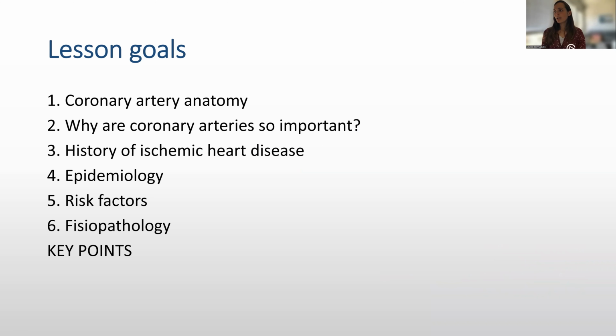Lesson goals are coronary artery anatomy. We will see the anatomy of the coronaries, and also why coronary arteries are so important and what is coronary artery disease, a bit of history of ischemic heart disease, epidemiology, the risk factors, a bit of physiopathology, and finally, key points.